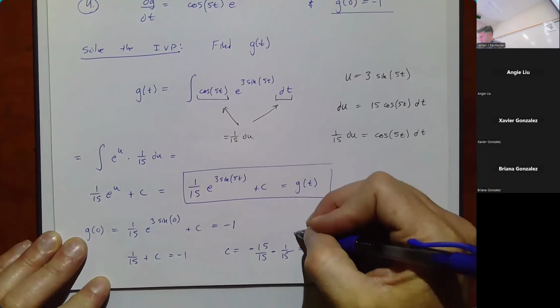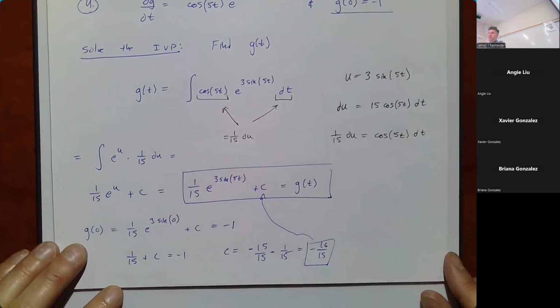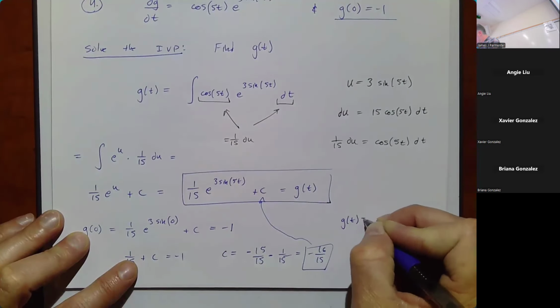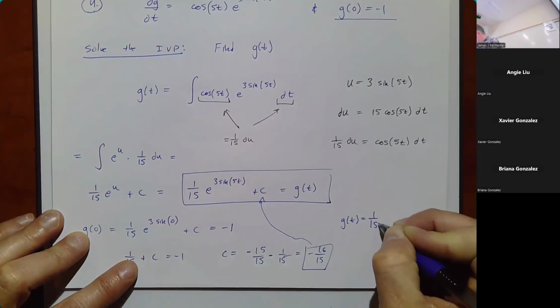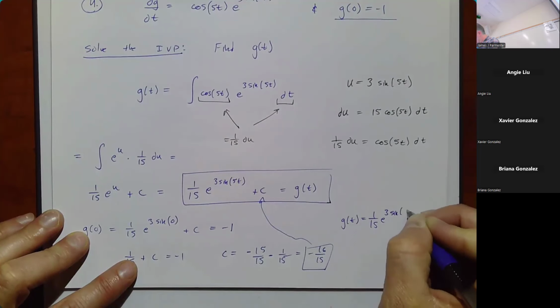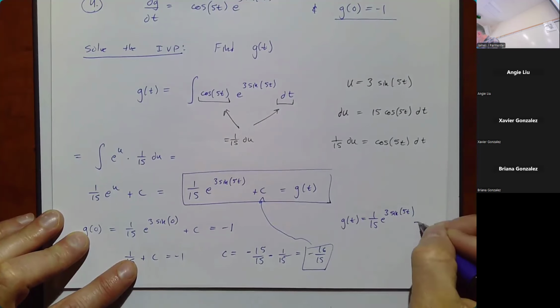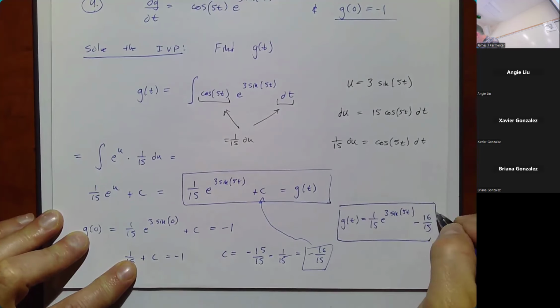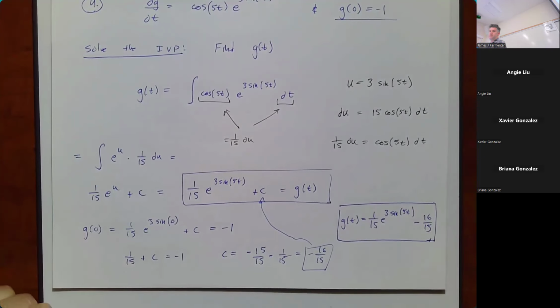And if you did this, you might be able to convince me to give you full credit, but you really should then rewrite your answer as g of t equal to 1/15 e to the 3 sine of 5t minus 16/15. That's your actual final answer. Again, the solution to an initial value problem is the function, g of t in this case.